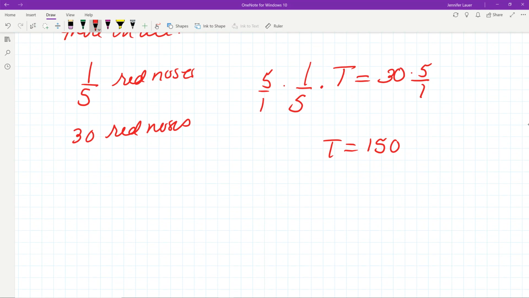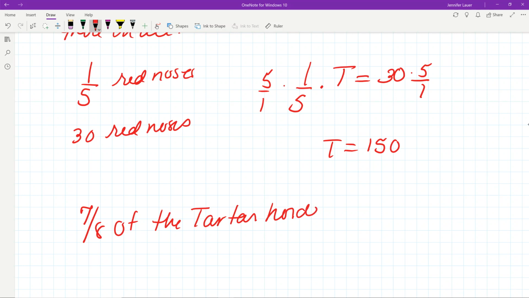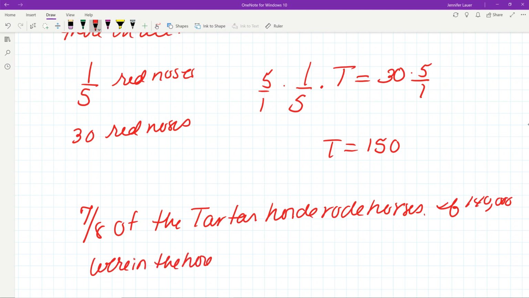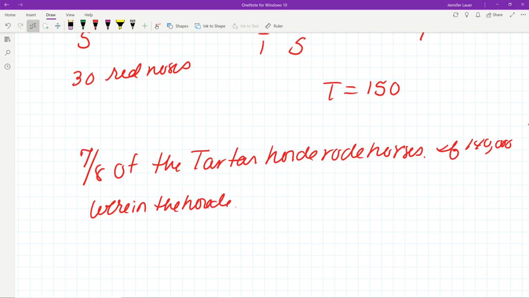All right, let's do one a little bit different. Let's look at example 5.5. This is also on page 40 in your Saxon Algebra 2 book. It says 7/8 of the Tartar horde rode horses. Then it says if 140,000 were in the horde, how many did not ride horses?